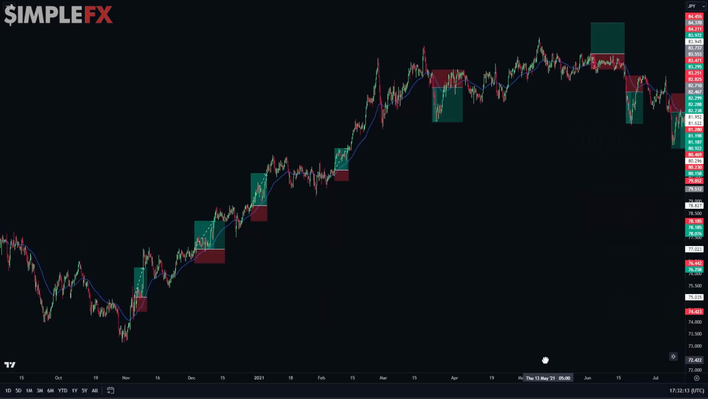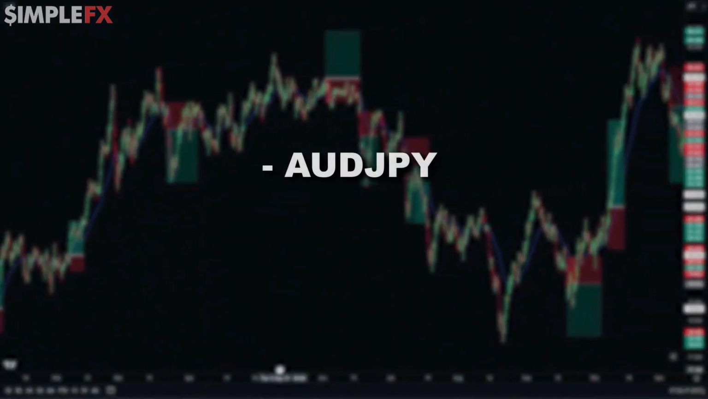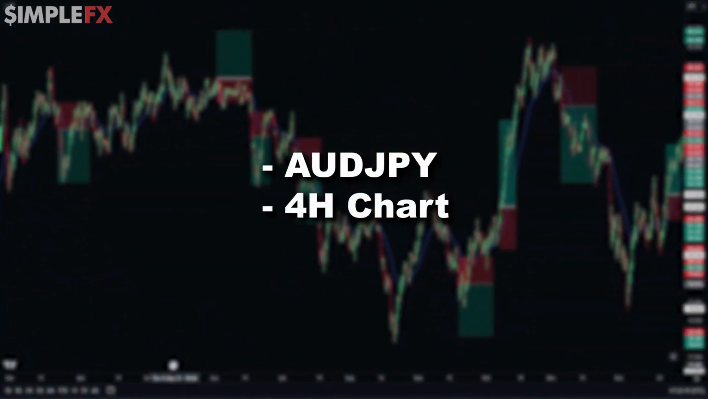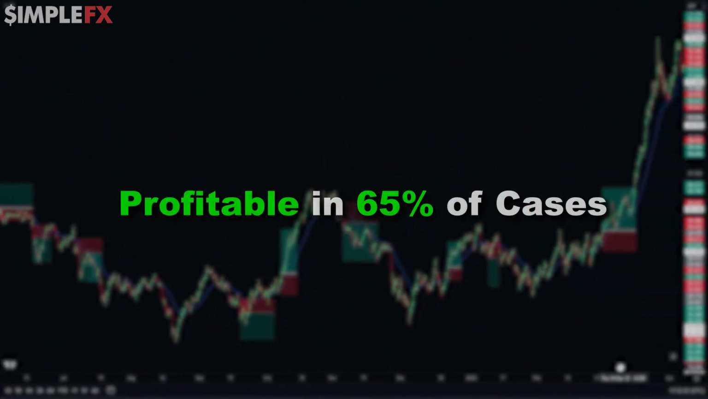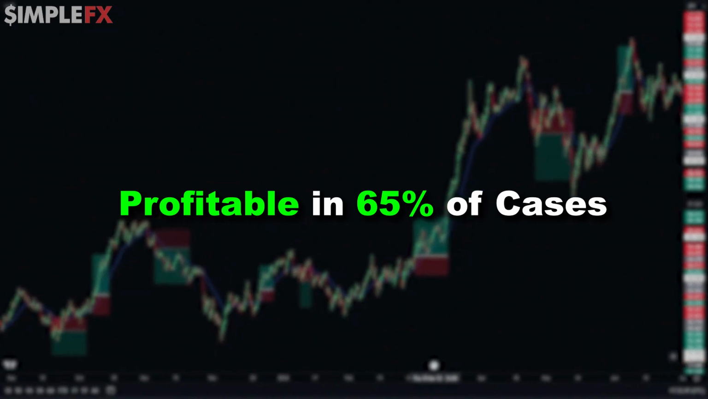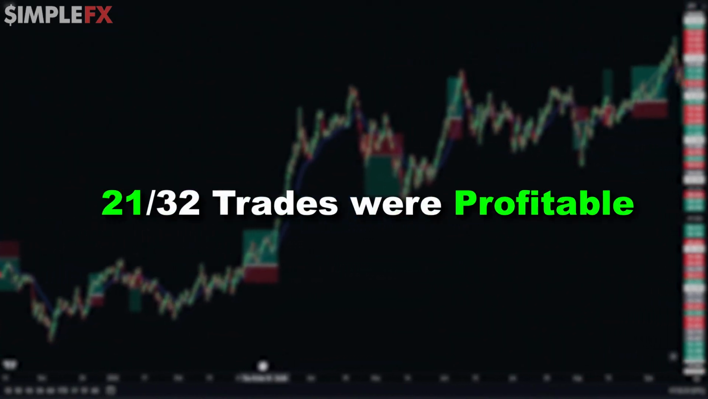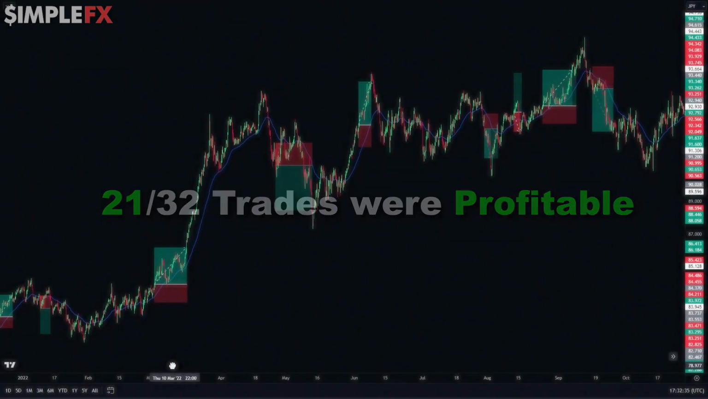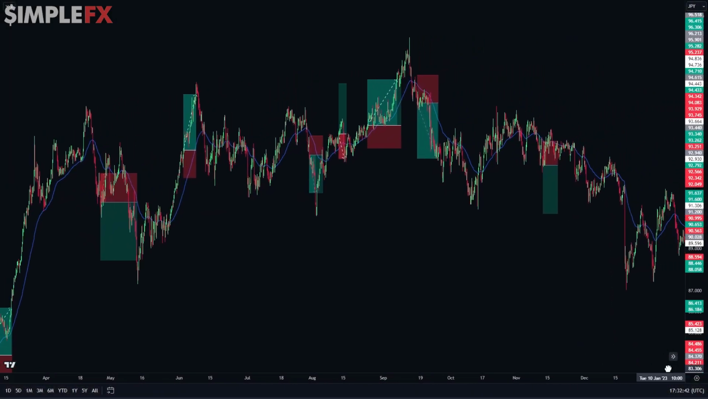Now, it's important that I show you the backtesting results of the strategy. As you can see here, this is every single setup of our strategy that has occurred on the Aussie Japanese dollar chart since 2020 to 2024. And the results? The trade was profitable 65% of cases, and that's a really good average. In that timeline, I used this strategy for a total of 32 times, and 21 out of 32 trades were profitable. So it's proof that your strategy doesn't have to be complicated if you want to make money with trading.